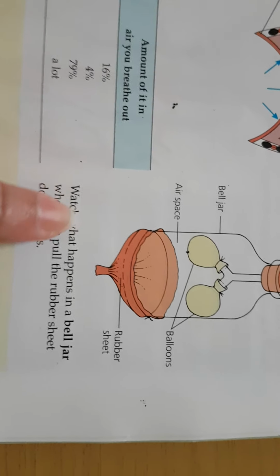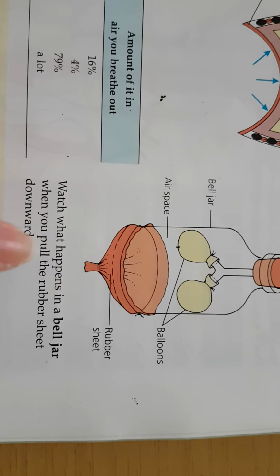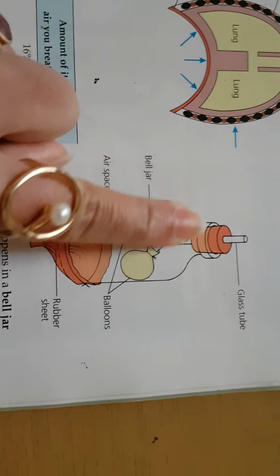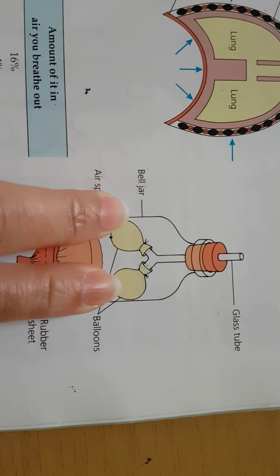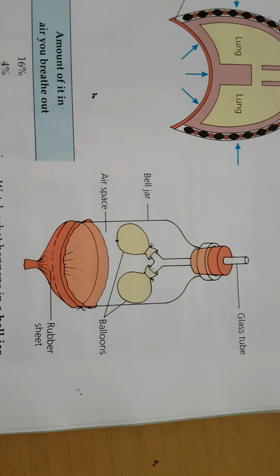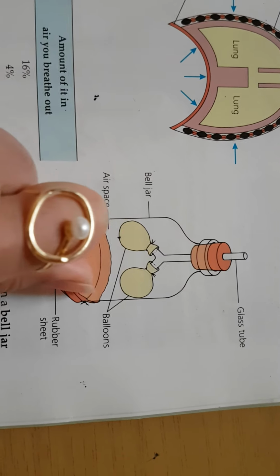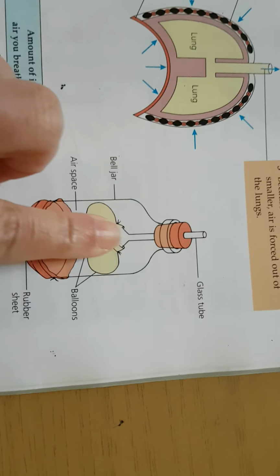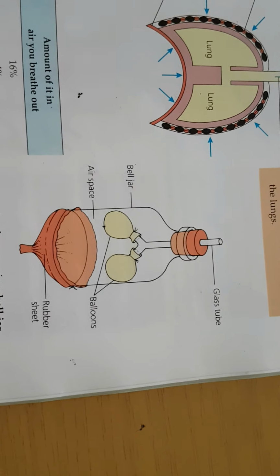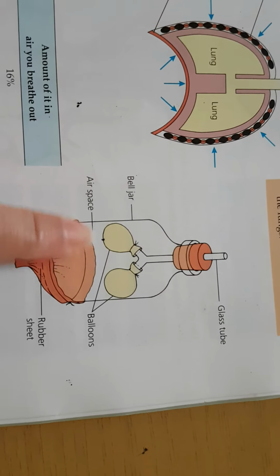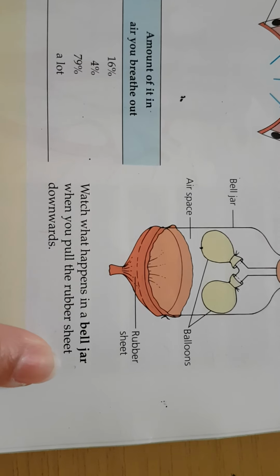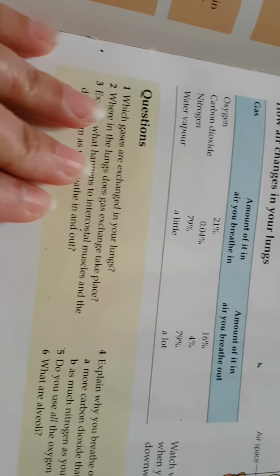Watch what happens in a bell jar when you pull the rubber sheet downwards. When you pull this rubber sheet, the balloons in this glass jar expand, and the moment you push it, the balloons contract, so the air will go out of the glass tube. This is a bell jar, this is an air space, these are balloons, and this is a rubber sheet. Watch what happened in the bell jar. Once you finish, you will be having questions.